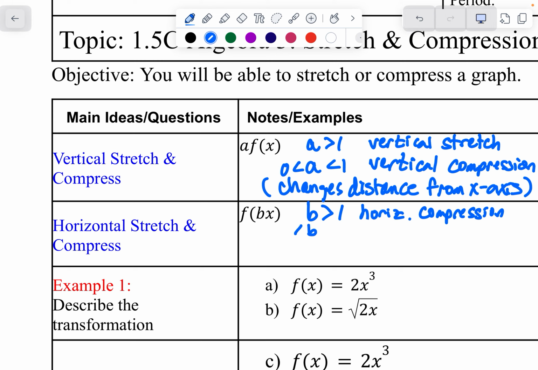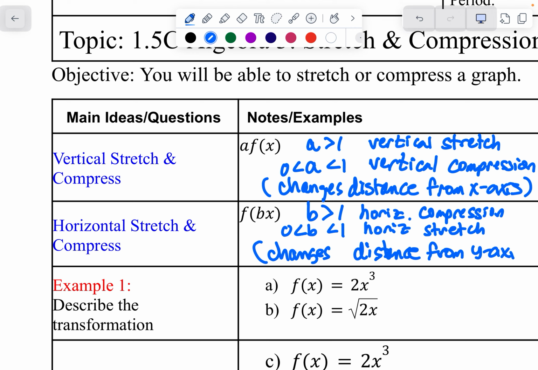If b is fractional, so between 0 and 1, it is a horizontal stretch. So this one changes the distance from the y-axis. They always on the inside do the opposite of what we would expect mathematically. So it just has this opposite way about it when we're touching the x.